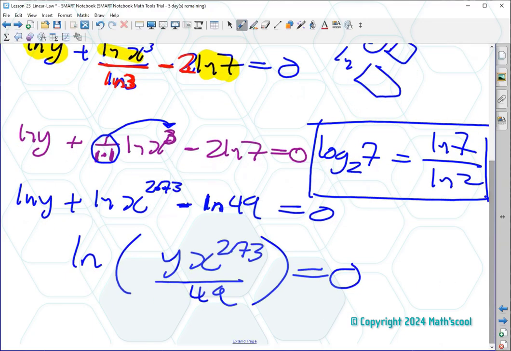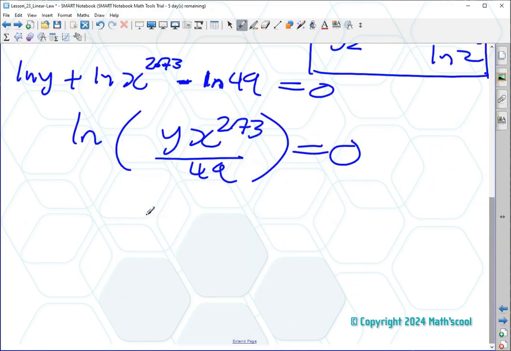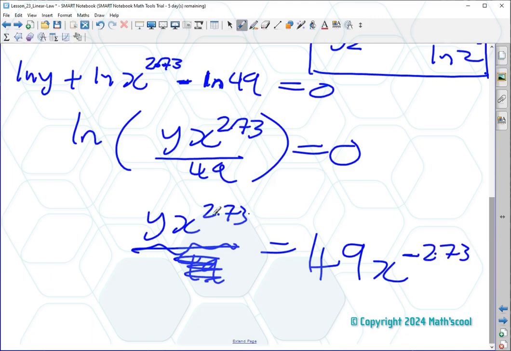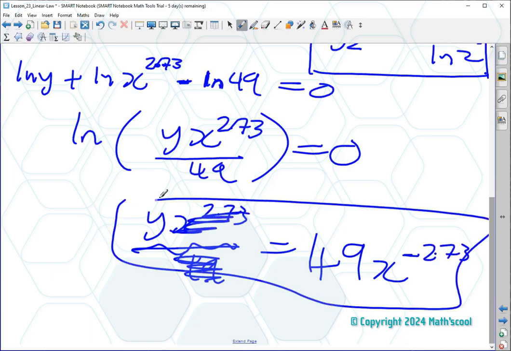Now you can get rid of the log. So do e to the power of, so it's equal to 1. X to the 2.73 over 49 equals 1. And then multiply by 49. Equals 49. And then divide by x to the... x to the minus 2.73. Okay, lovely.